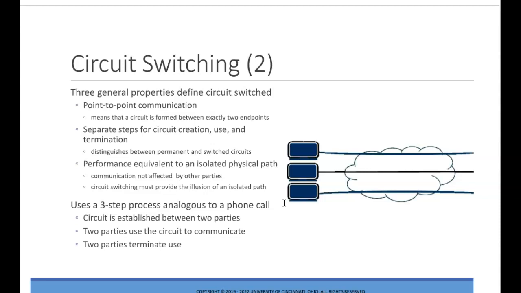Switch circuits use a three-step process analogous to placing a phone call. A circuit is established between two parties. The two parties use the circuit to communicate, and finally, the two parties terminate the call. Circuit switching provides the illusion of an isolated physical path between a pair of communicating entities. It creates a path when needed and is discontinued after use. Modern circuit switching networks use electronic devices to establish circuits.